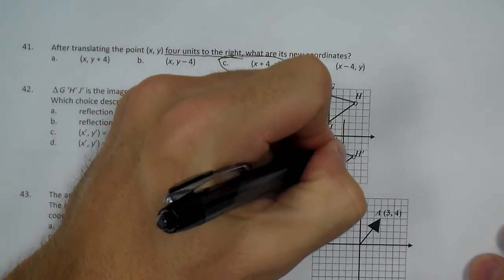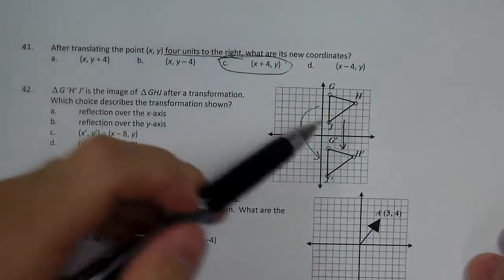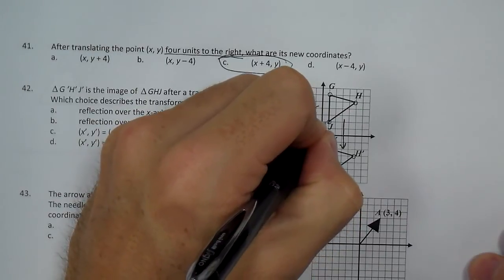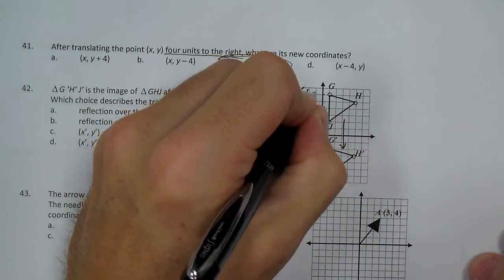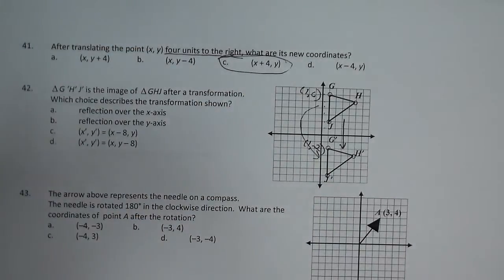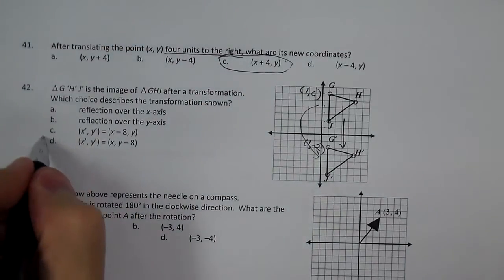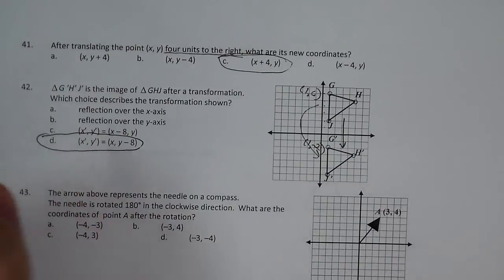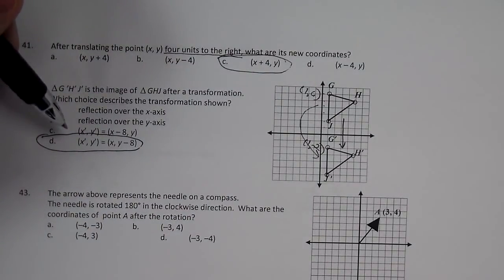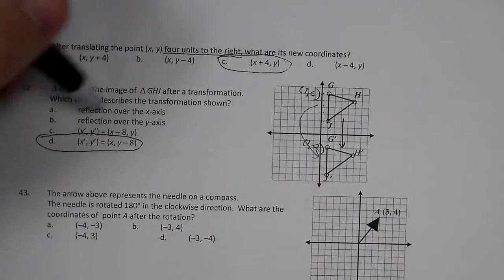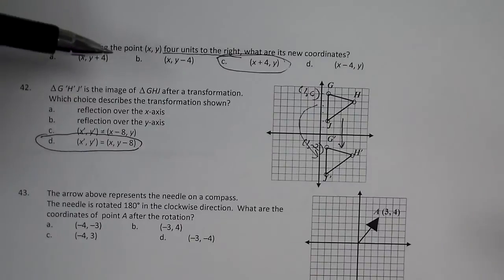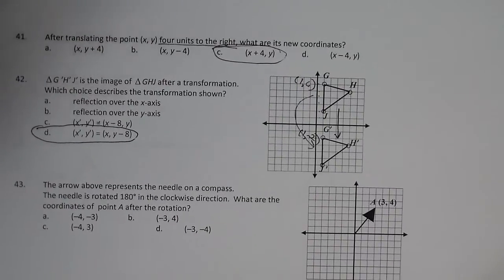So this is actually going to be a translation where G went from the point 1, 6 to 1, negative 2. And in that case, the y value actually went down 8. So we're going to go with D. Now, what C would have been is a shift left 8. So we have to be careful with that when we change the x direction, and we already said it was not a reflection.